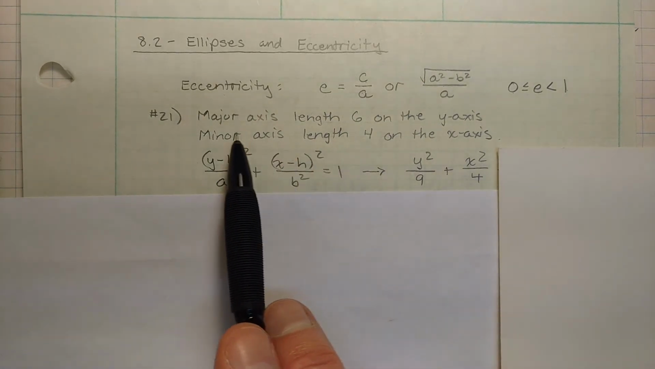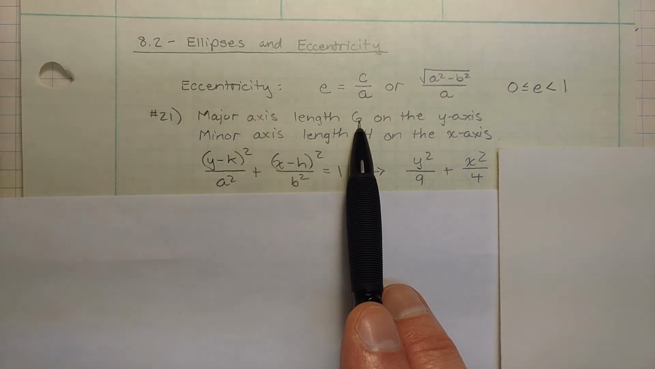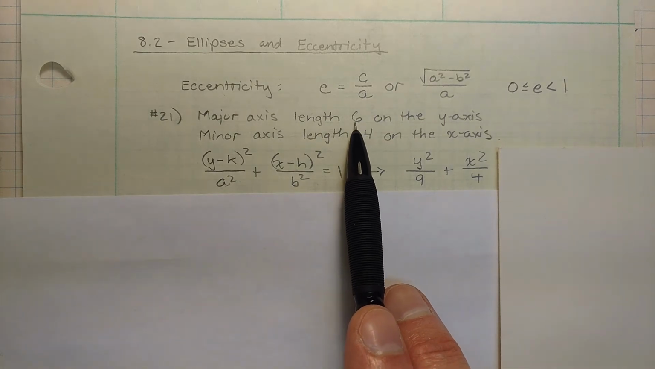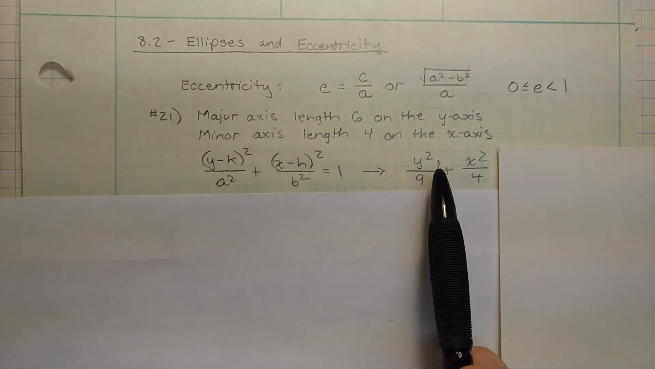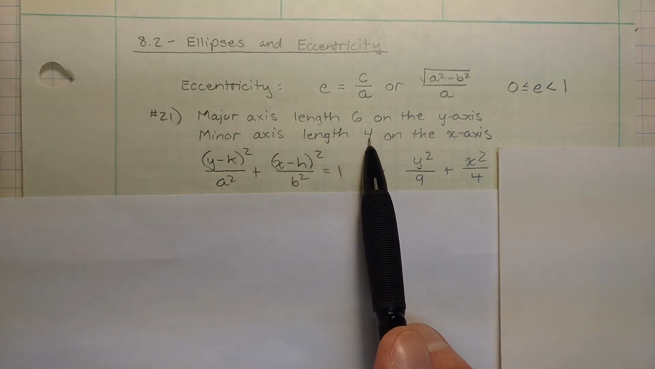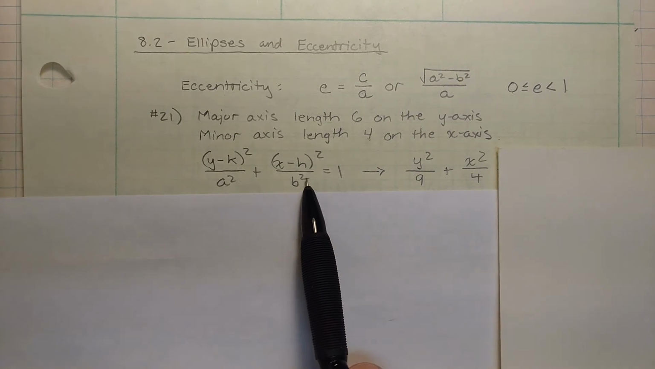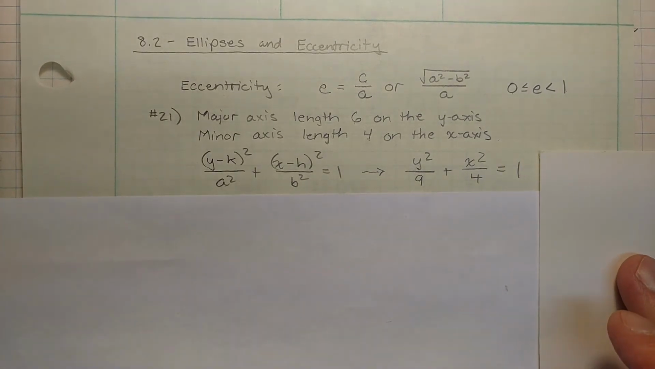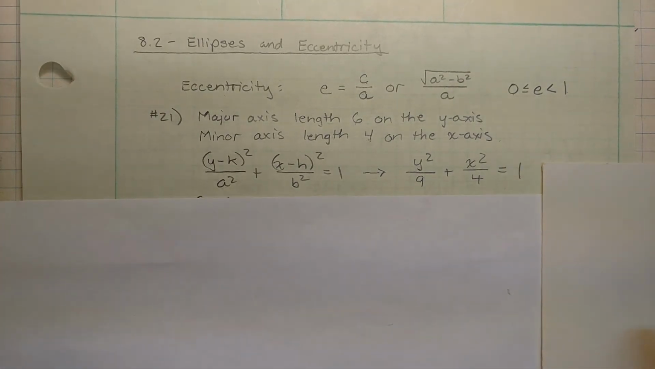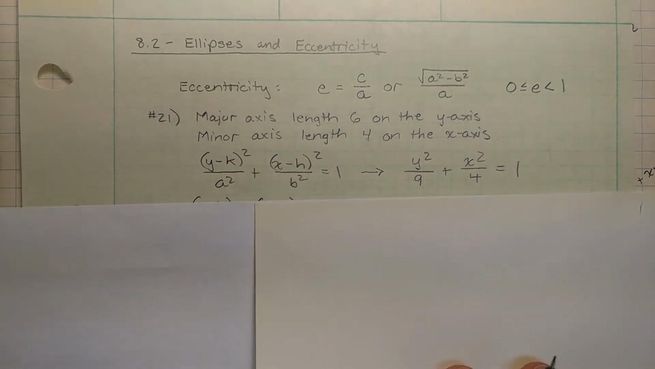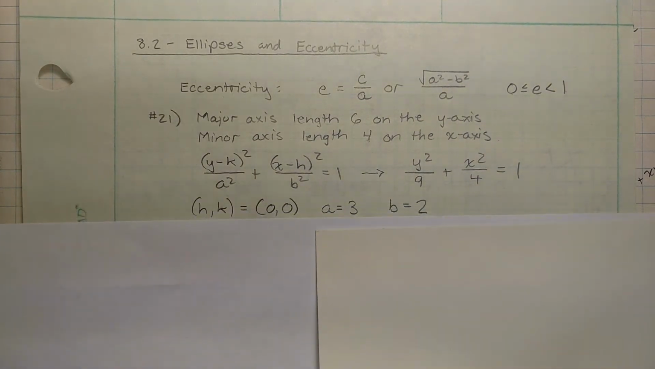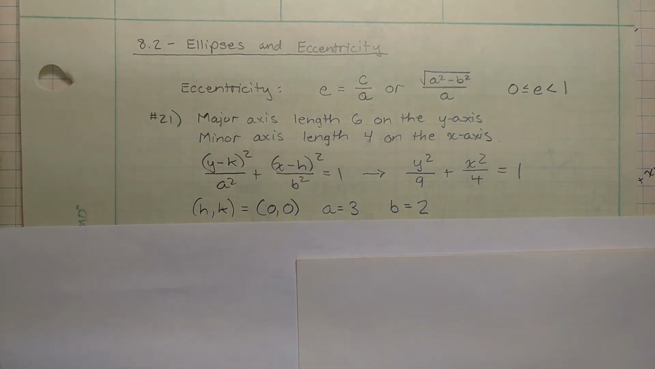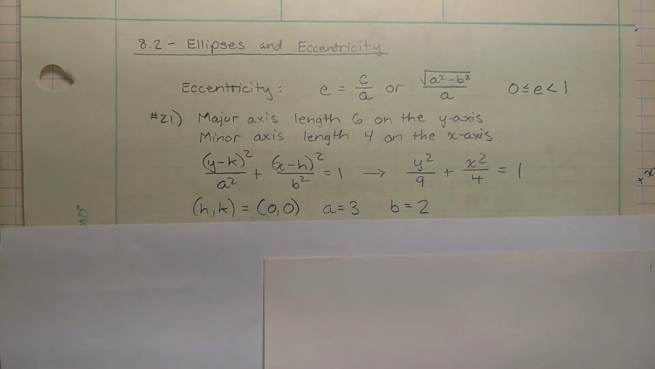We know the denominators: if the major axis is length 6, then the semi-major, or half of that, is 3. So when we square it, we get 9. And if we know the minor axis is length 4, the semi-minor is 2. So when we have 2 squared, we get 4, equal to 1. And that becomes our equation. Pretty straightforward, pretty simple. Now it does ask us to identify our center, our A and our B, and they're listed right there.